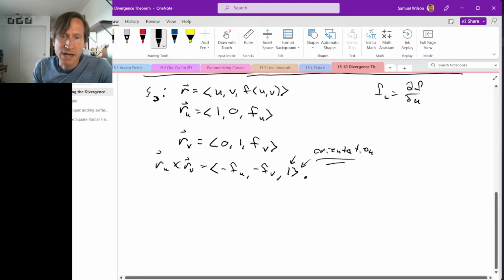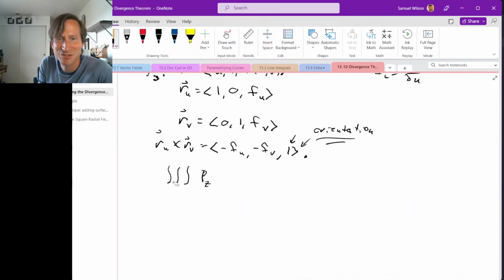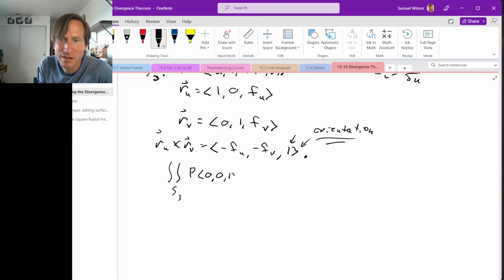All right, now that we have this, we can evaluate, I'm sorry, we're doing a surface integral, not the volume integral. That's going to come later. Sorry. Okay, surface integral. So we're integrating over the boundary of the volume. We're integrating over S3, P times (0, 0, 1) dotted with our normal vector.